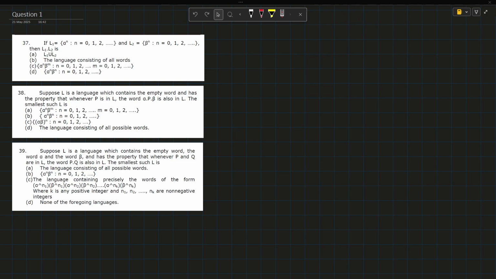So, starting from this first question. There's a language L1 and language L2 with the strings beta and alpha. So, we have to find L1 dot L2. Now, what are the languages and strings? A string could be not just a number, but any word like alpha, beta, C, D, and even the empty string, right?